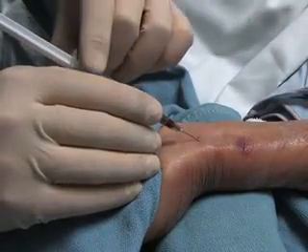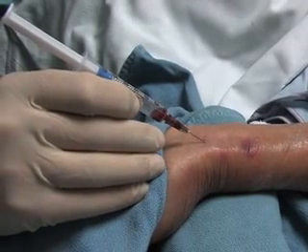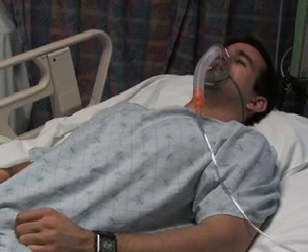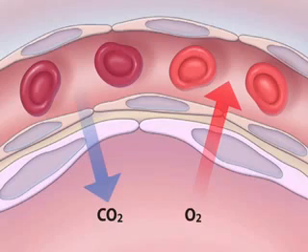Puncture of the radial artery is the preferred method of obtaining an arterial blood sample for blood gas analysis. The chief indication for measurement of arterial blood gas level is to obtain values for the partial pressures of oxygen and carbon dioxide, and for arterial pH. This information is needed when assessing a patient with acute severe respiratory distress. Measurements of arterial pH and the partial pressures of carbon dioxide and oxygen provide accurate information on the status of acid-base balance and gas exchange.